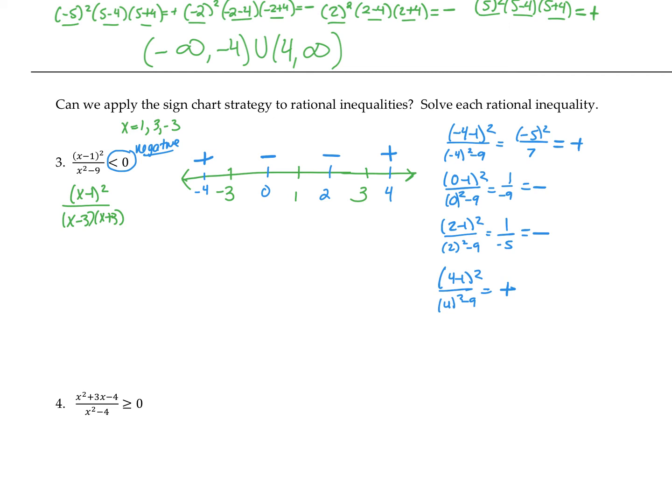So what is my answer? In this case, we have to remember that technically 3 and negative 3 are asymptotes, so those cannot be included. I can see that it's negative from negative 3 to 3 without any breaks, so my answer would just be negative 3 to 3 on that interval. And I use a round bracket because those are not included. And it also doesn't want to know when it's equal to 0. It just wants to know when it's less than 0.